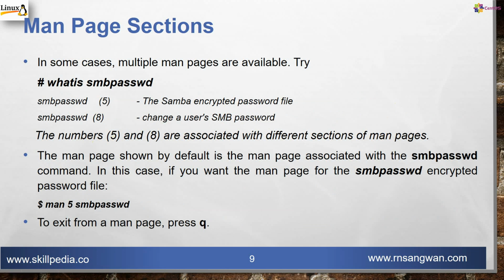The man page shown by default is the man page associated with the smbpasswd command. In this case, if you want the manual pages for the passwd encrypted password file, you can type section 5, like I demonstrated, section 5 of passwd or smbpasswd. To exit, you can simply type q, as I've been demonstrating.